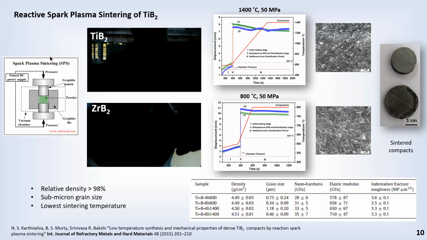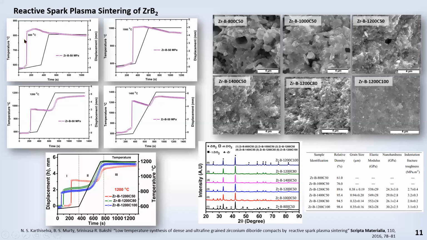Then we moved on with ZrB2, and we did the same milling of Zr and boron, and then subjected it to SPS at 800, 1000, 1200, and 1400, and as you can see, the density increased with increase in temperature. What you see is that there is an increase from 76 to 89 or 90, close to 90, from 1000 to 1200, and that is because there is an additional densification step that happens at 1200.